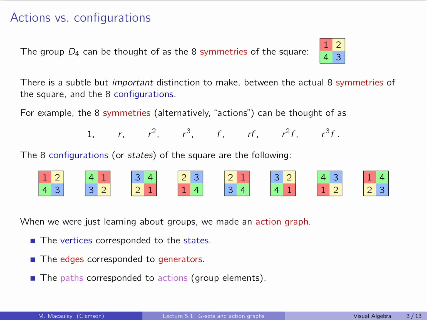When we were just learning about groups, we made an action graph. We called it a Cayley graph, but we'll define an action graph in this chapter. The vertices, or nodes, corresponded to the states, that is these things. The edges corresponded to generators of the group, and the paths corresponded to actions, group elements. Again, that's what we did in the very first lecture, 1.1 of this course.